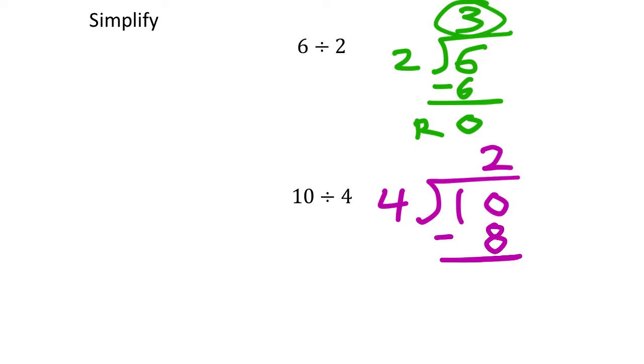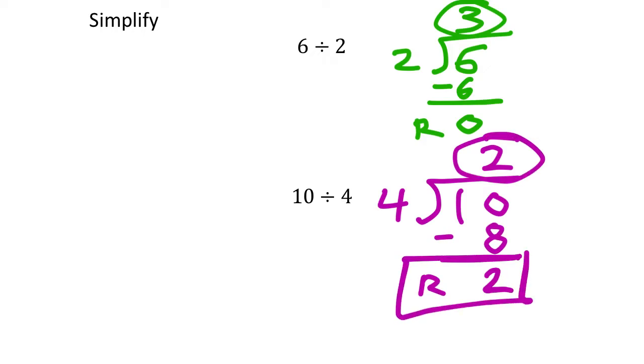So 2 times 4, though, is 8, which is enough to take away from the 10. 10 minus 8 is 2. So that shows a remainder, right? Which means that our quotient is 2, and our remainder is also 2.